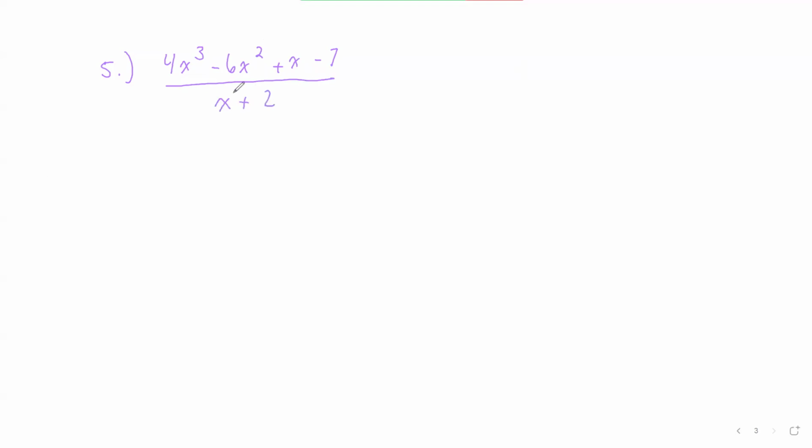So again, this is your factor. So I'm going to change the sign of your c. This happens to be the same number. So it's going to be -2 in the window. And then my coefficient of x cubed is 4. My coefficient of x squared is -6. My coefficient of x is going to be 1. There's like an imaginary 1 as a coefficient if there's no coefficient there. And then my constant is -7.